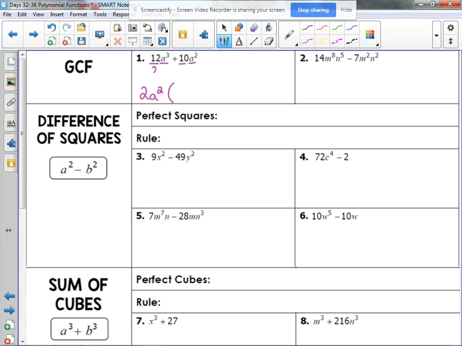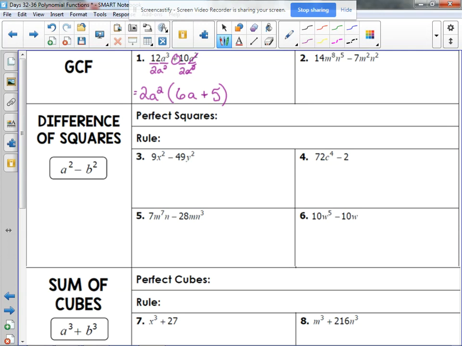Now, if you struggle with figuring out what goes in the parentheses, look at it this way. You're dividing your terms by the greatest common factor and putting the result in your parentheses. 12 divided by 2 is 6. A cubed over A squared is A. Bring down that plus. 10 divided by 2 is 5. A squared divided by A squared, it goes away. Okay, so that is it.